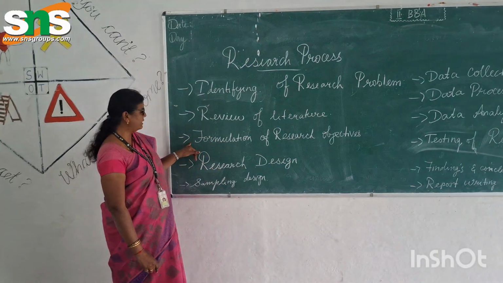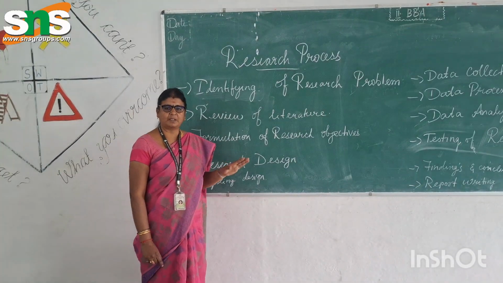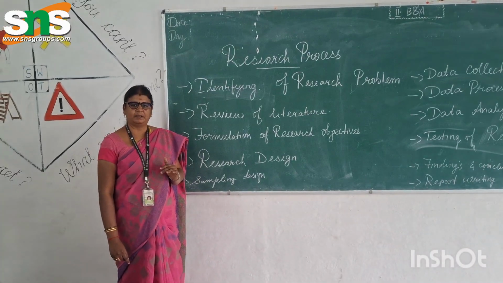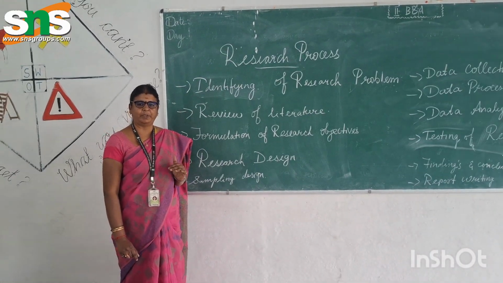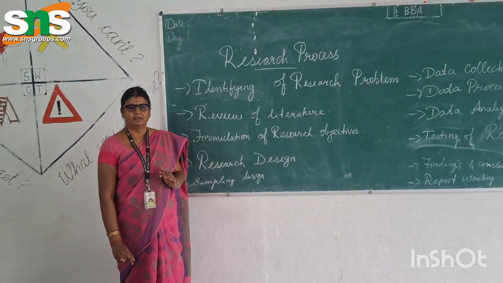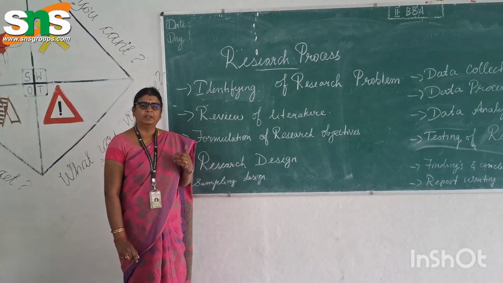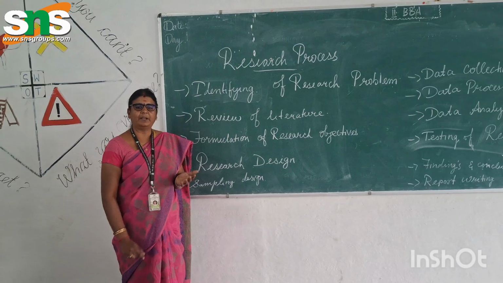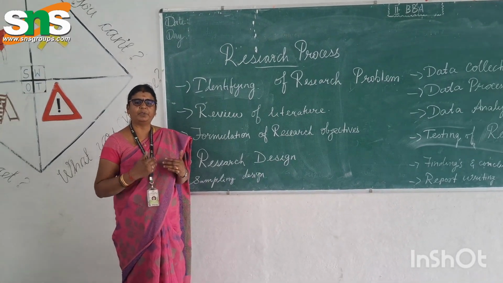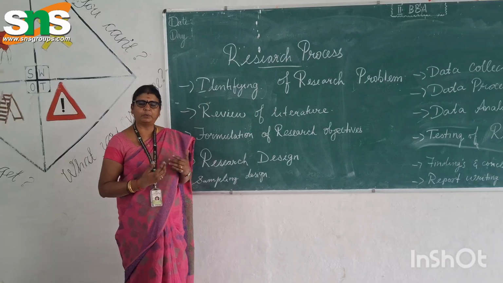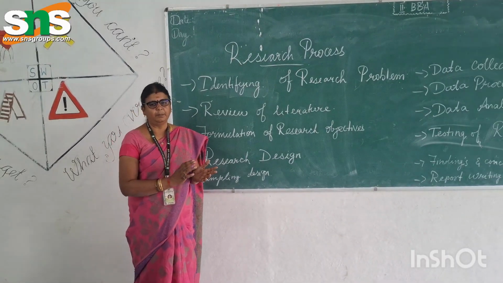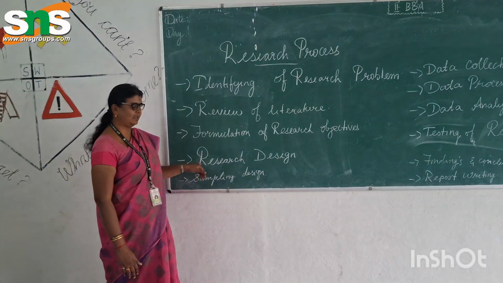The third step is the formulation of research objectives. We have to create objectives, that is, hypotheses, which we will either accept or reject. Before giving a solution, we have to find the objectives. The objectives behind what we are going to influence and what we are going to analyze in future should be applicable for the people.